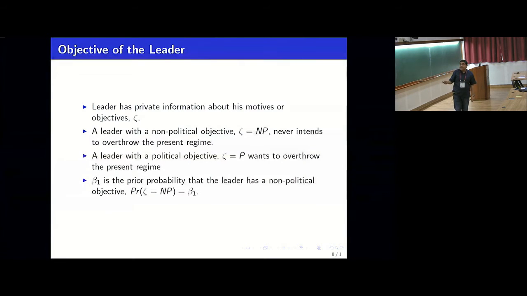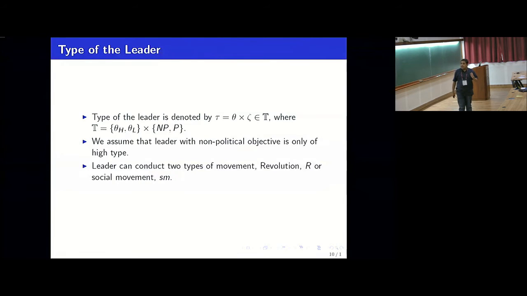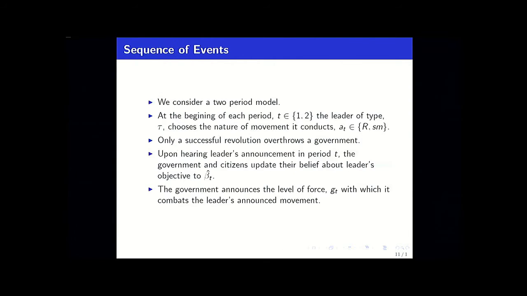In the initial setup, I said that the leader doesn't know his or her own ability, but from the beginning, we assume that the leader knows at least his or her own objective. In the latter part of the paper, we assume that the leader knows both the ability and the objective, but the results remain unchanged. So this is the type of the leader, in two dimensions. We assume that the leader with a non-political objective is only of high type. This is just for simplicity; nothing would change if we assumed that the non-political leader is also of both types. So there is nothing sacrosanct about this assumption.